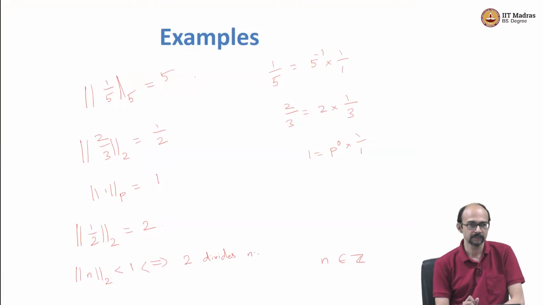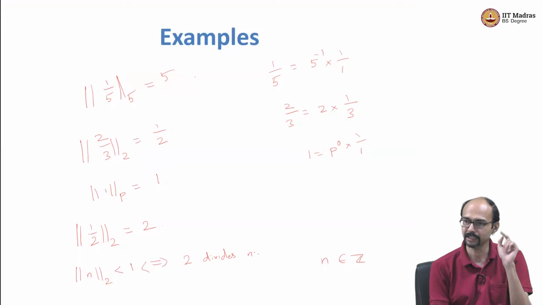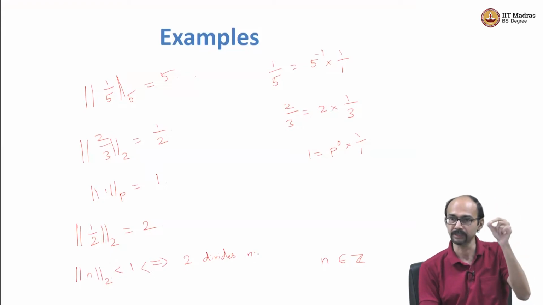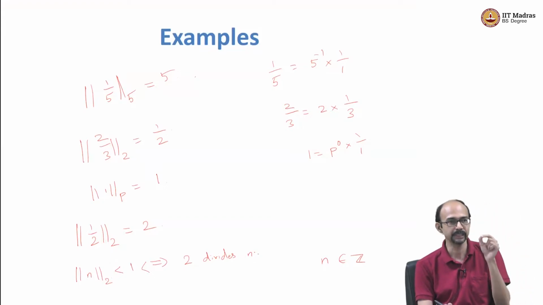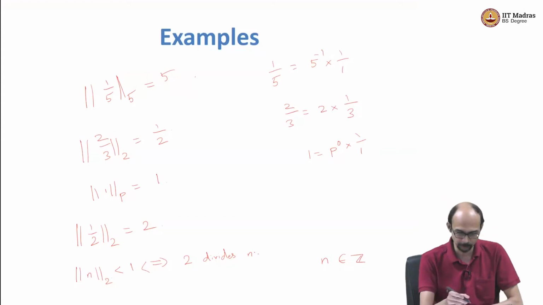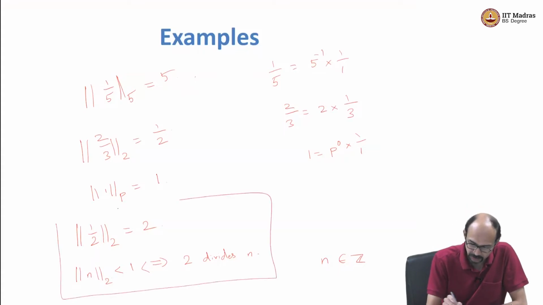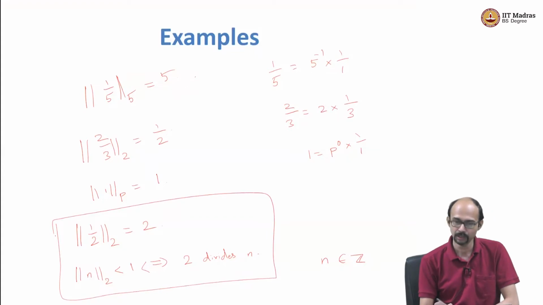right, because the norms can only take values like 2 to the power something, if you remember what the norm was. So if it's less than 1, that means it's 1 by 2 to the power something, that means n itself will be 2 to the power something. So in particular, it's divisible by 2. This is what is important for what's coming. These two things, if nothing else, are the two things you should remember.